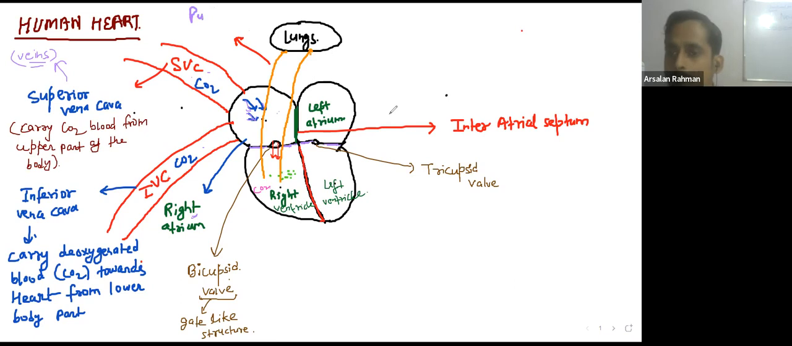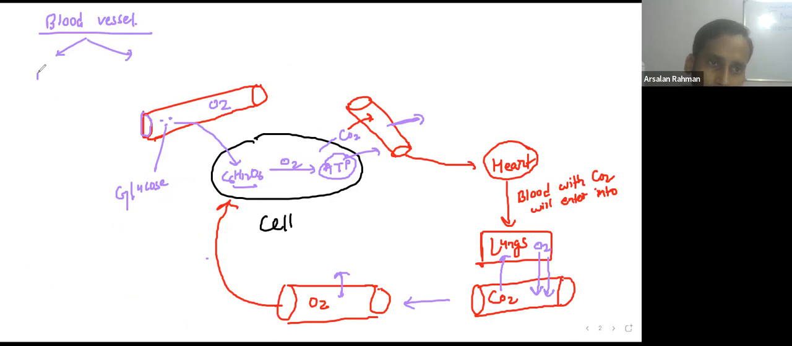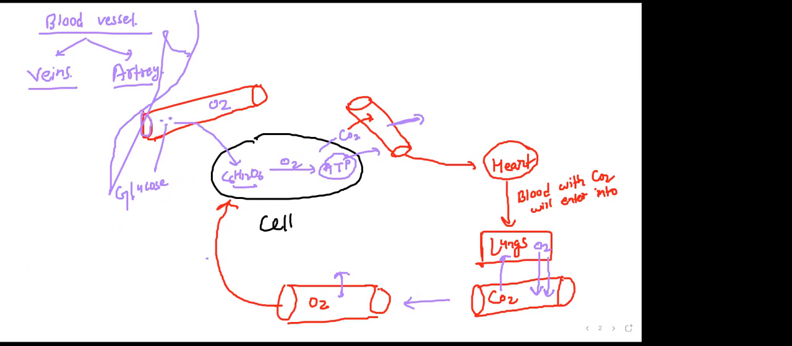There are two types of blood vessel. Let me explain. First one is known as veins, V-E-I-N-S, and second one is called artery. Can any one of you tell me the major difference between vein and artery?